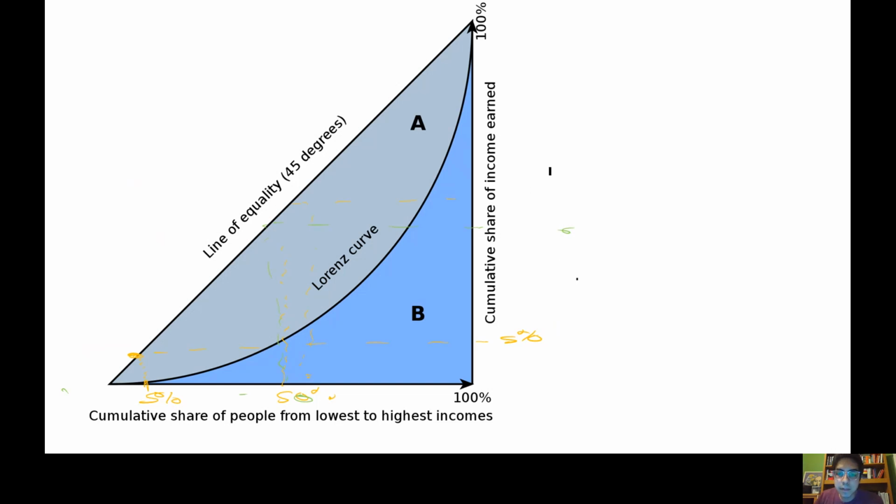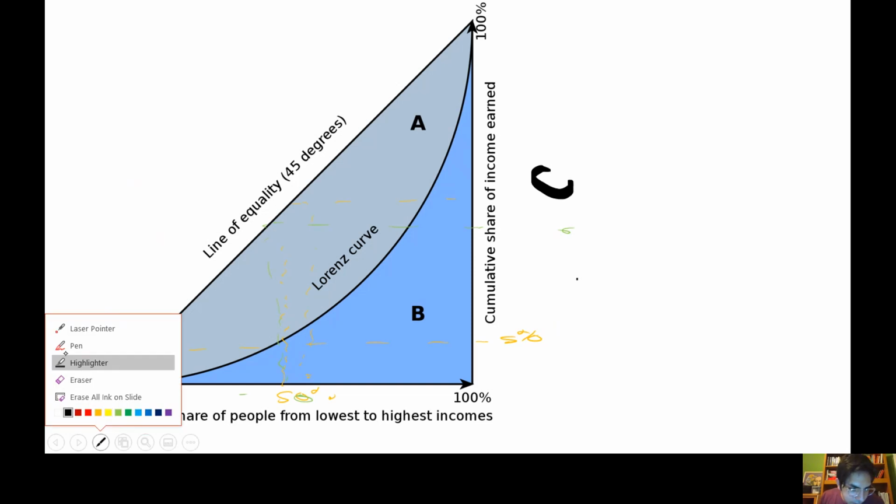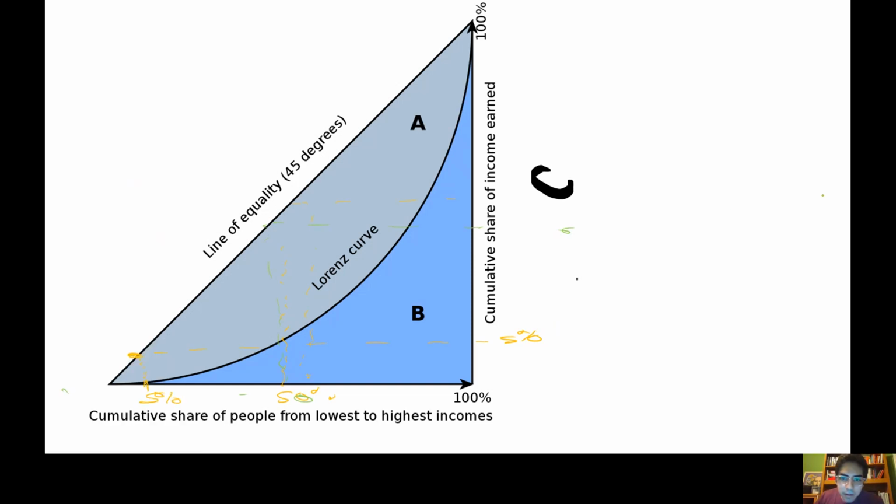Okay, so from the Lorenz curve, we can calculate what is called, oh my gosh, it's like I stopped using the magic pen and I suddenly can't write with the magic pen. What the heck is going on? Okay, it can allow us to calculate what is called a Gini coefficient.